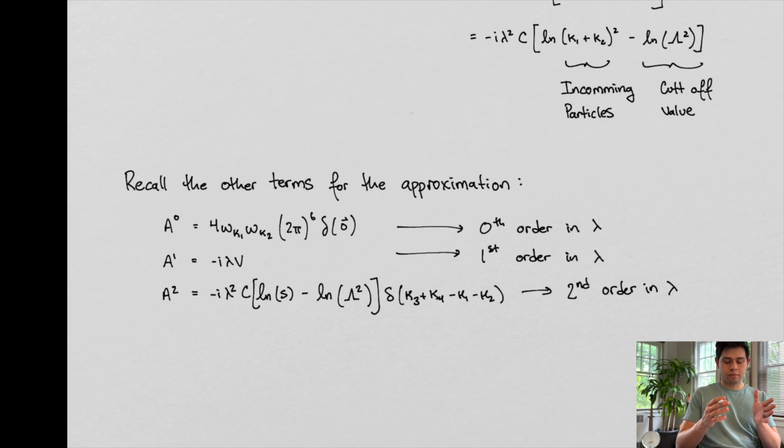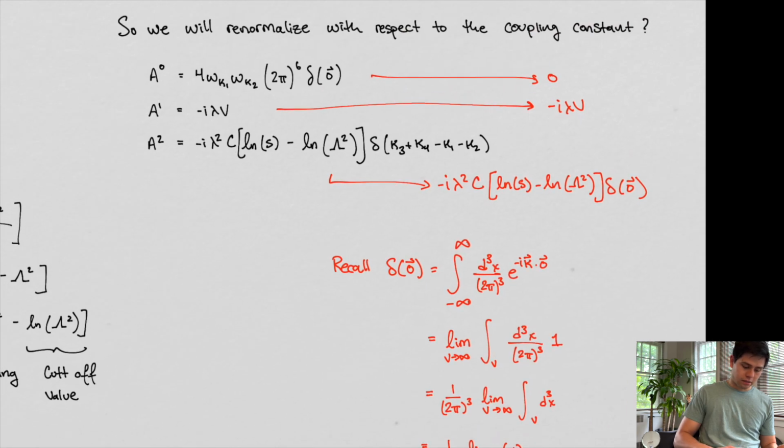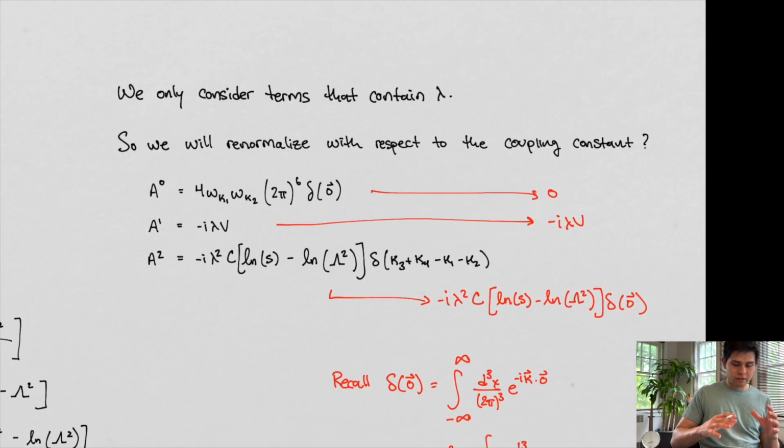We ask, what exactly is the order on the coupling constant? That tells us what order approximation we're dealing with. So let's think about this for a moment. If we only consider terms that contain some order of our coupling constant, that means we've effectively ruled out the situation in which the particles don't interact at all. So forget that. We want our first.